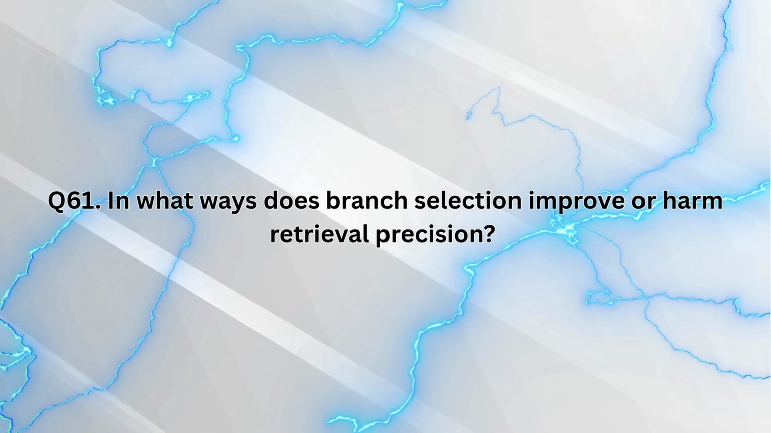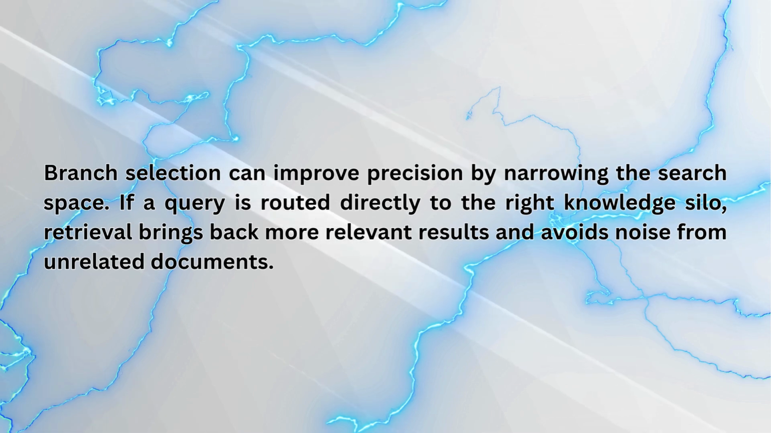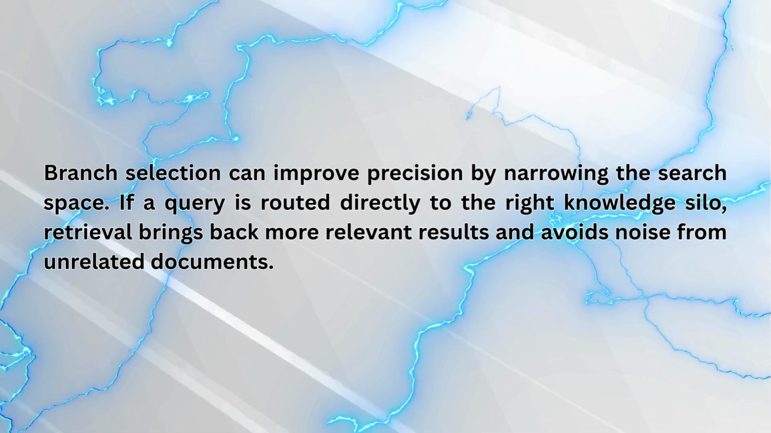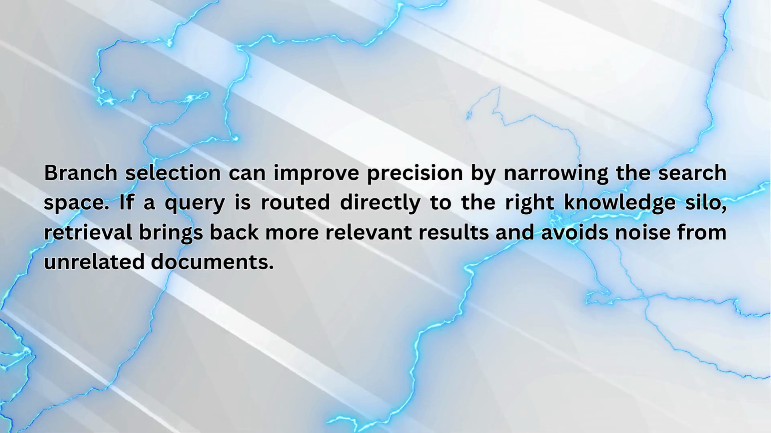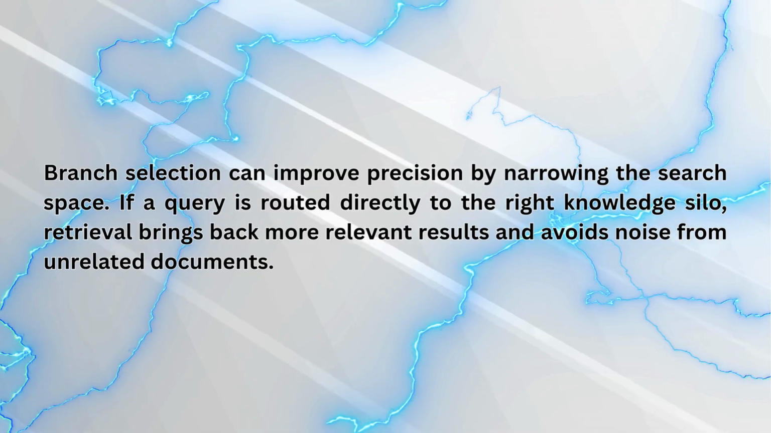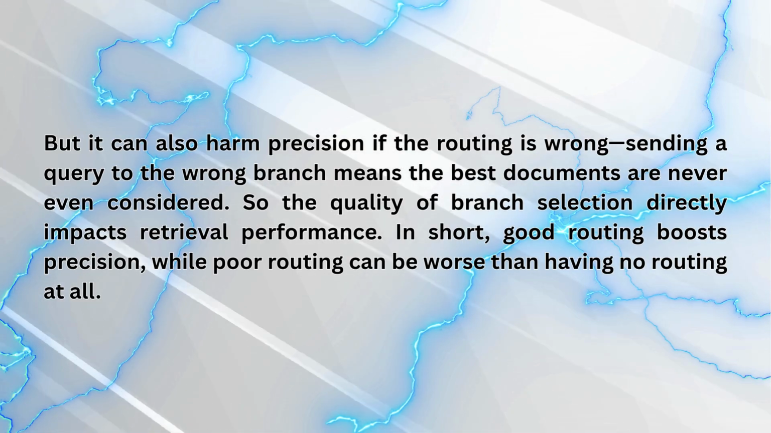In what ways does branch selection improve or harm retrieval precision? Branch selection can improve precision by narrowing the search space. If a query is routed directly to the right knowledge silo, retrieval brings back more relevant results and avoids noise from unrelated documents. But it can also harm precision if the routing is wrong.